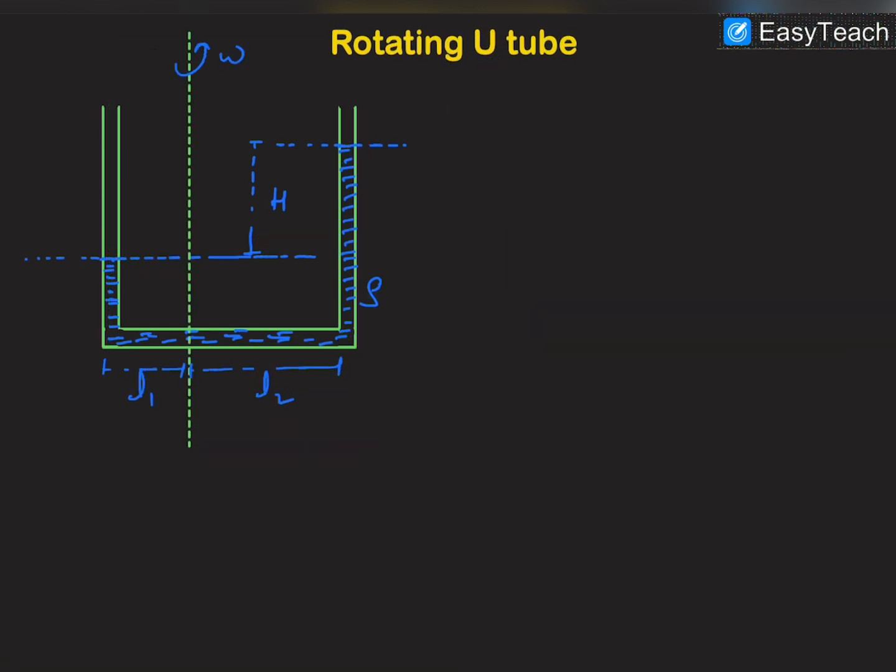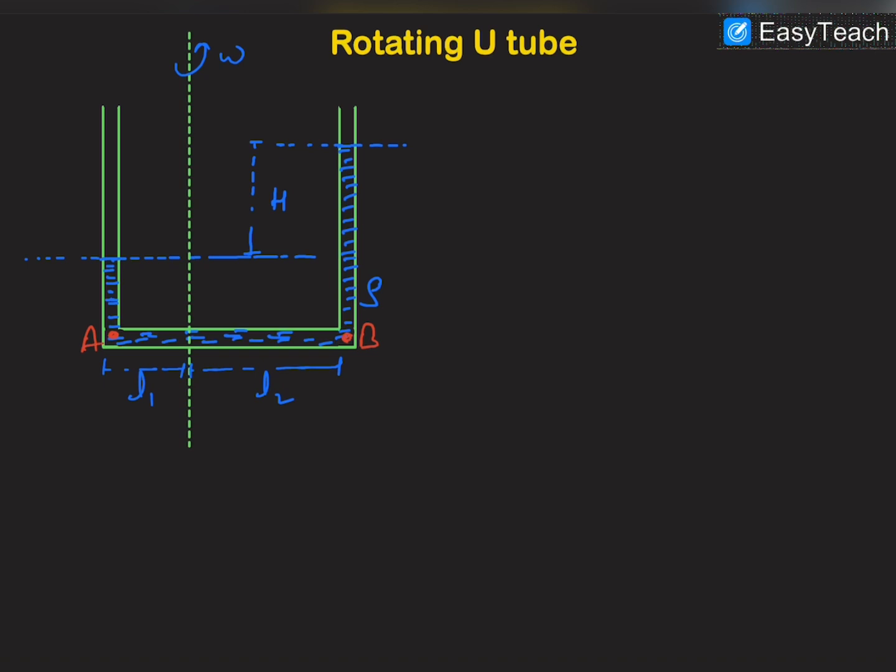Now in the second case, you can see that this tube is being rotated about an axis which is not passing through any arm. In fact, this axis is asymmetrically placed with respect to the two arms. So this distance is L1 and this is L2. Now this point is A and this point is B.